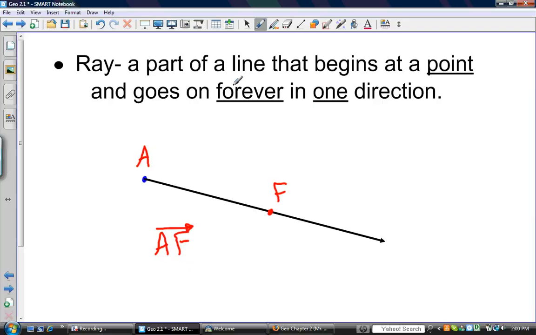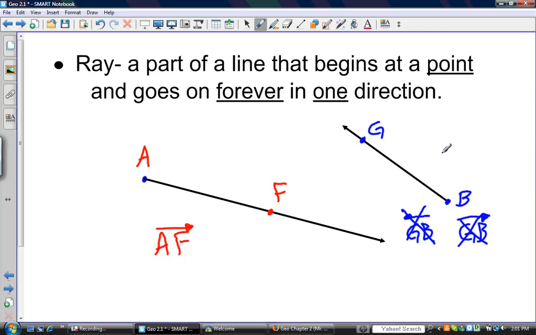Now the part that's confusing about this is if by chance I drew the ray in the other direction. How about I just draw another one over here? We'll name this point B, G. Now we cannot name this GB. Some people try to do this, and it's wrong. Or they'll try to say GB like that, and that's wrong. What you want to do is you start with the point B, and you go through G, and your arrow moves like that.